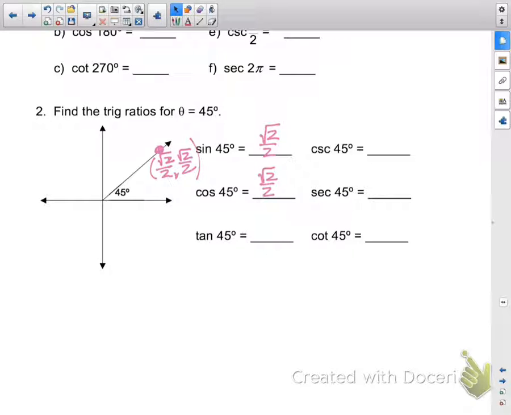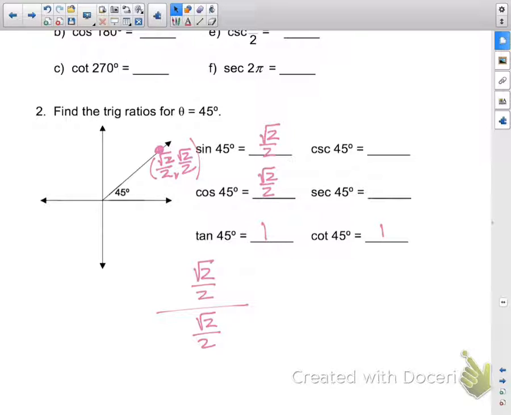This looks hard. It is not hard. Why is this not hard? They're the same thing. Anytime you divide the same thing by itself, what is the answer? 1. Which means what's the cotangent? 1. Because it's just the reciprocal.